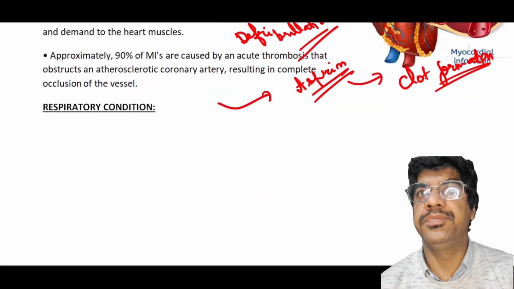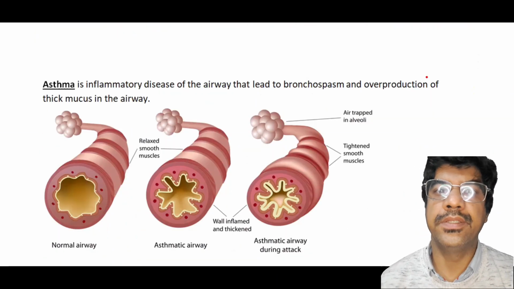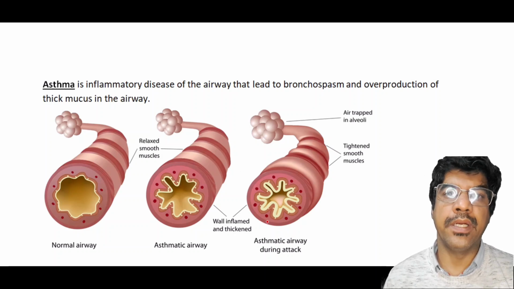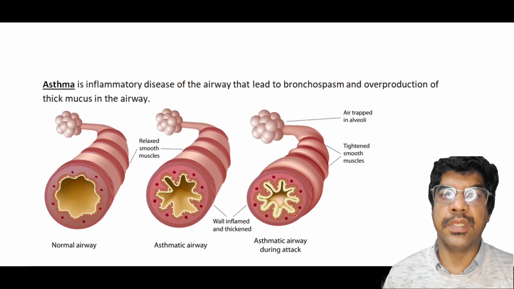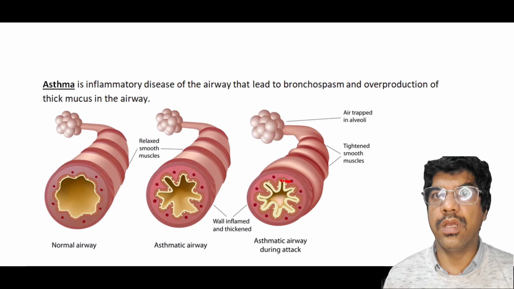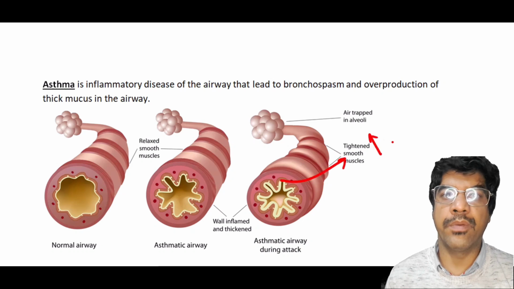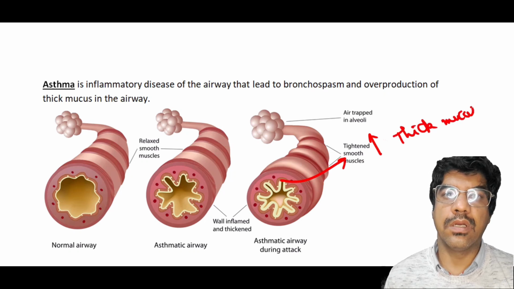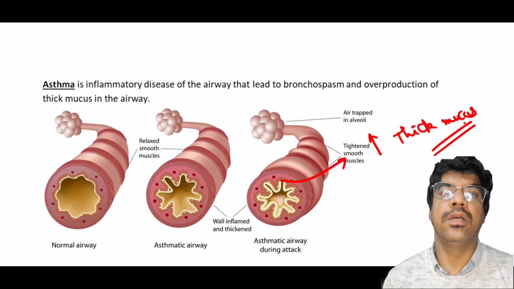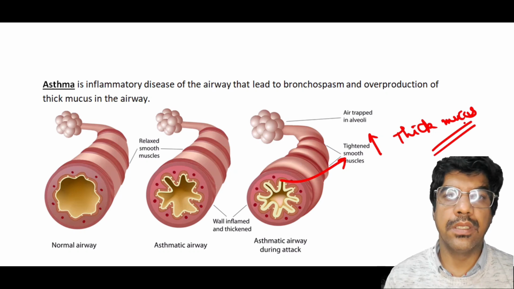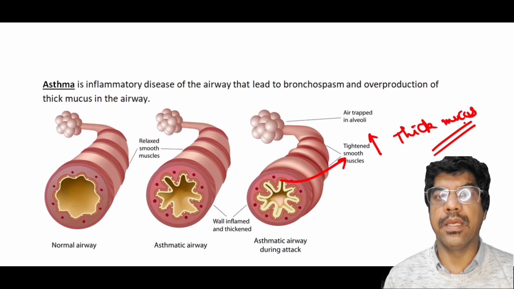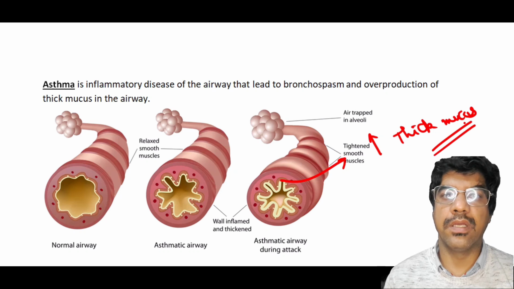Now the other conditions are respiratory conditions. The first is asthma. We know asthma is a chronic inflammatory disease of the airway, characterized by bronchospasm and overproduction of thick mucus that leads to symptoms like coughing, difficulty in breathing, and wheezing. The condition is marked by airways that are hyper responsive.